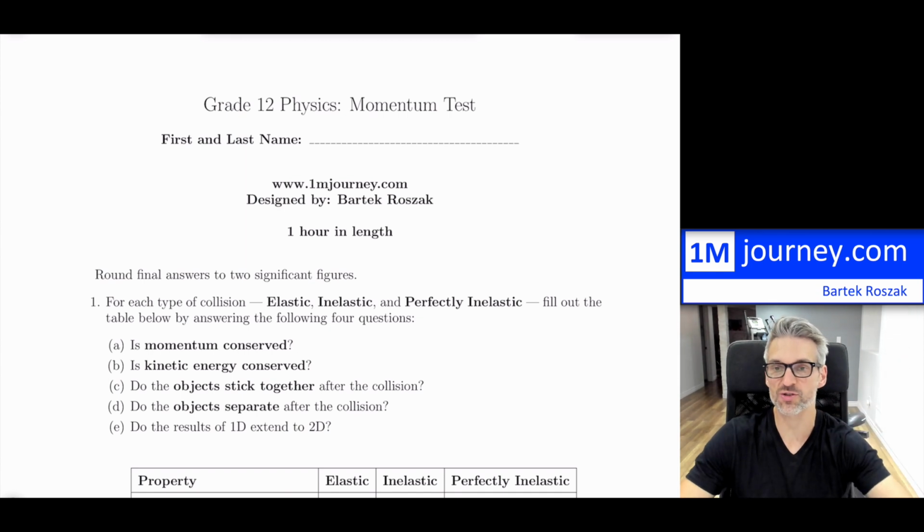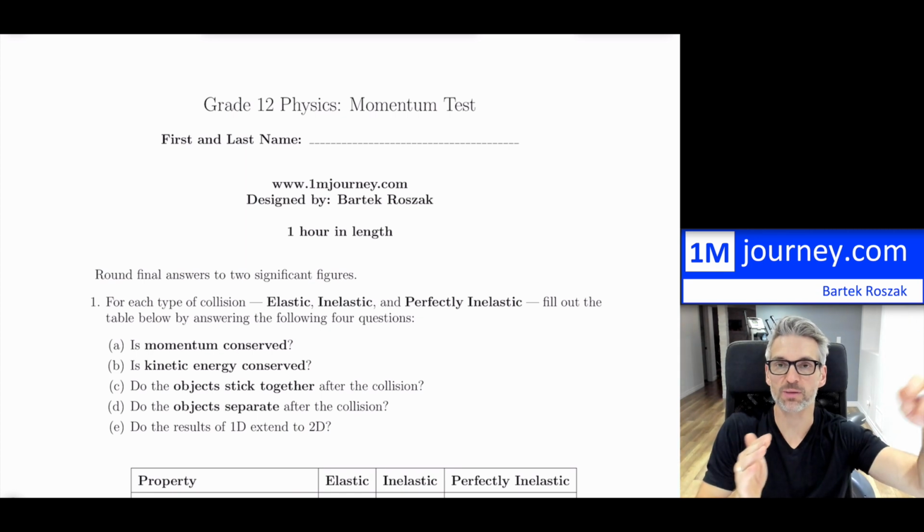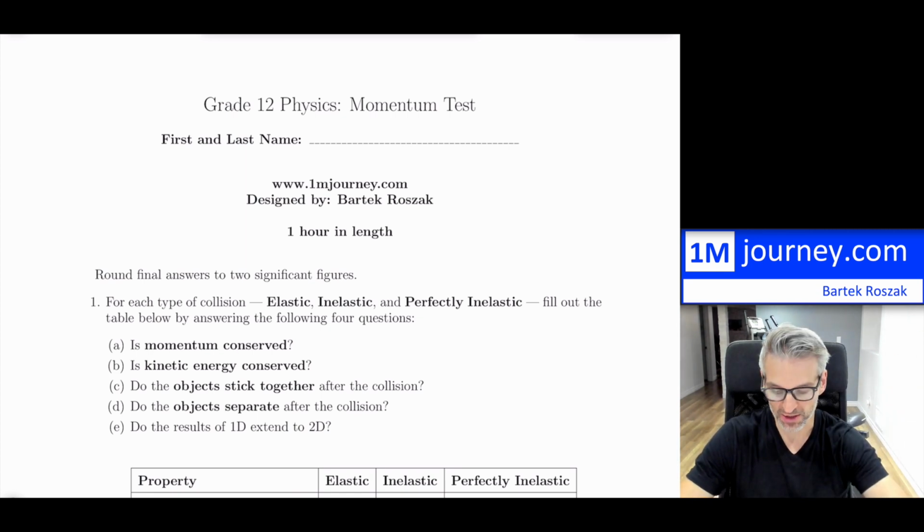There's 5 questions on this particular test that I would love to give students on an exam or a test related to momentum, so that they're well prepared for any university-based stream or college-based stream physics later on, where they're going to be doing momentum. Okay, so let's get started.